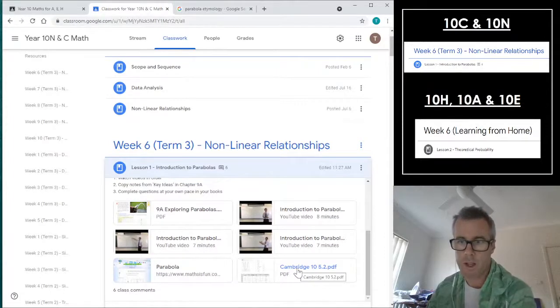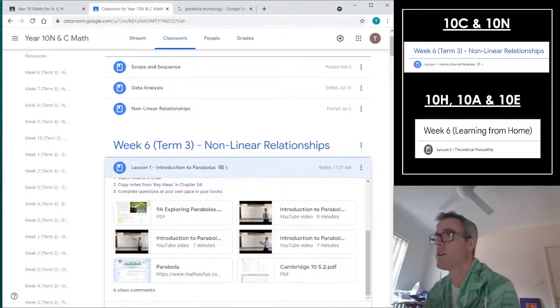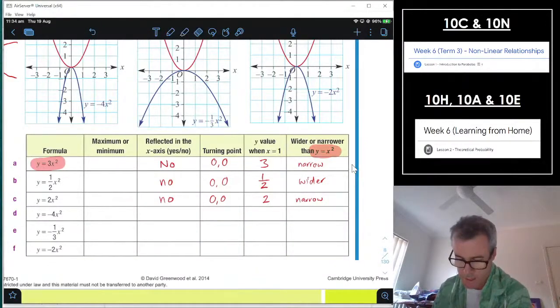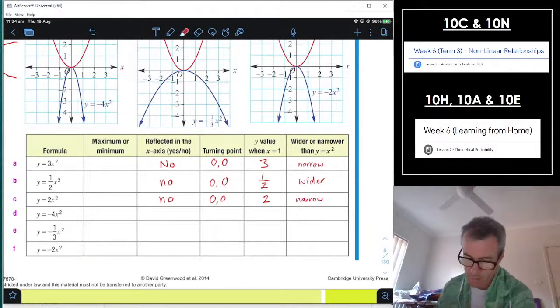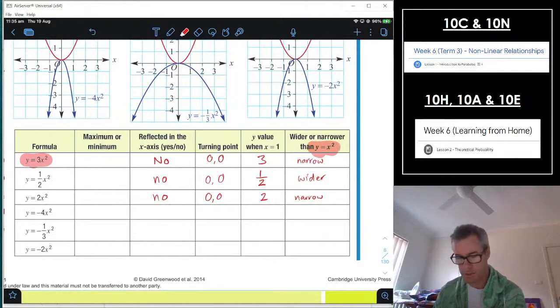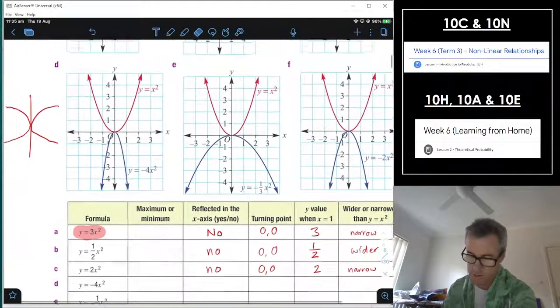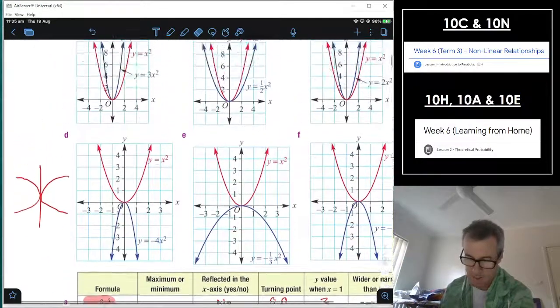What's the wider and narrow thing? Oh, so it's saying, is this formula here wider or narrower than this formula here? Oh, actually, you can't see that. That doesn't help. Let me do that again. Is this formula here wider or narrower than this formula here? You can see they've used y equals x squared as the basis for each of these.